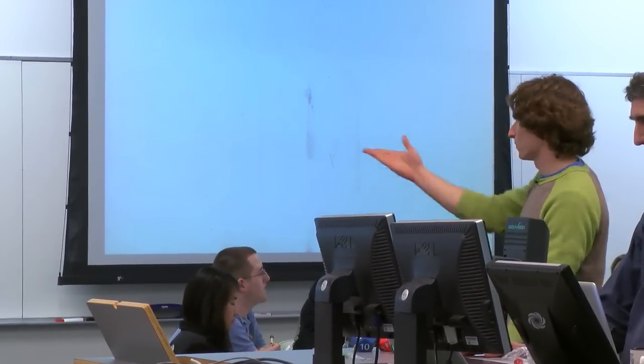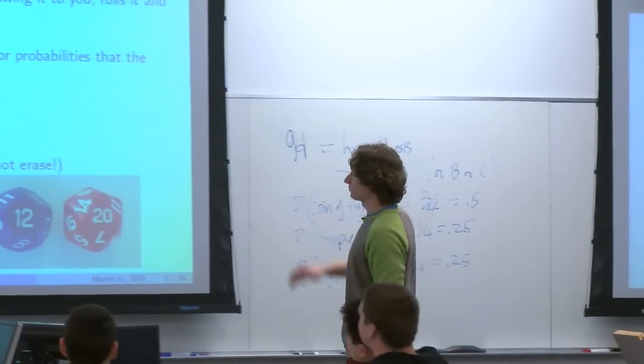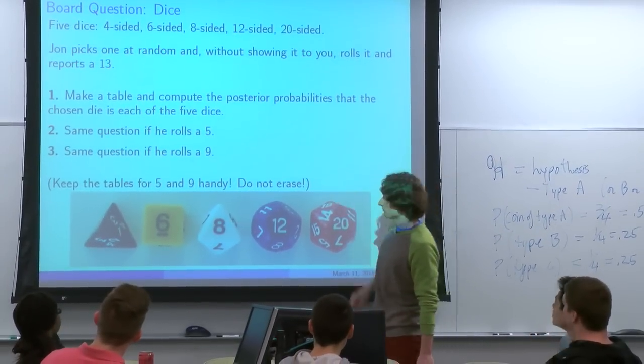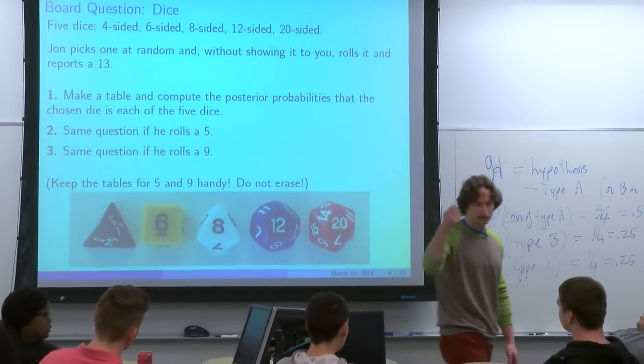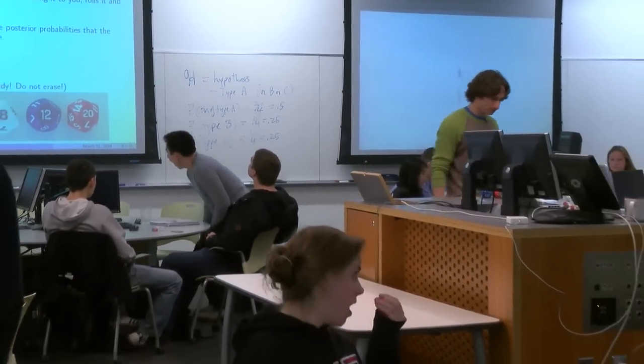All right, so this is the first board question. I want you to practice making the table Jerry showed you. Make one for if it were 13. Make one if I had rolled a 5 instead, or do the same question if I had rolled a 9. And in each case, compute the posterior probabilities of each of the 5 types of dice.